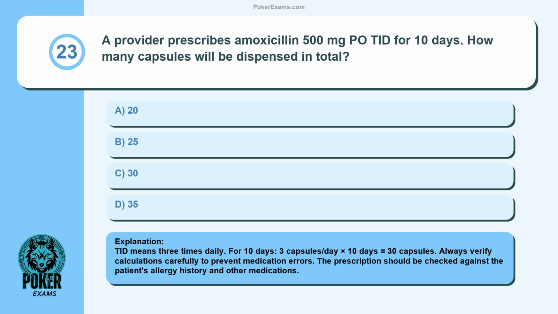TID means 3 times daily. For 10 days, 3 capsules per day times 10 days equals 30 capsules. Always verify calculations carefully to prevent medication errors. The prescription should be checked against the patient's allergy history and other medications.